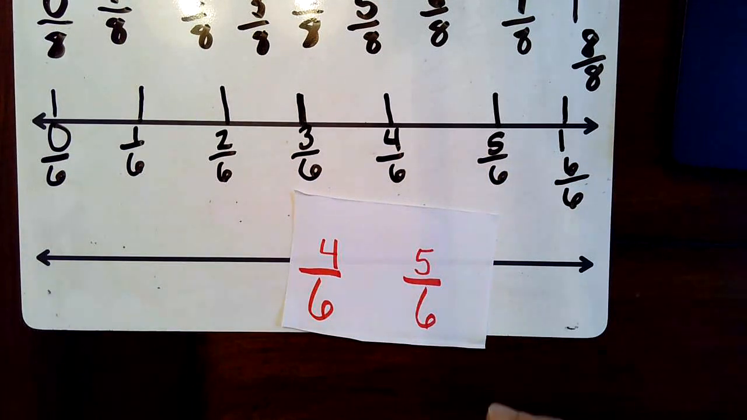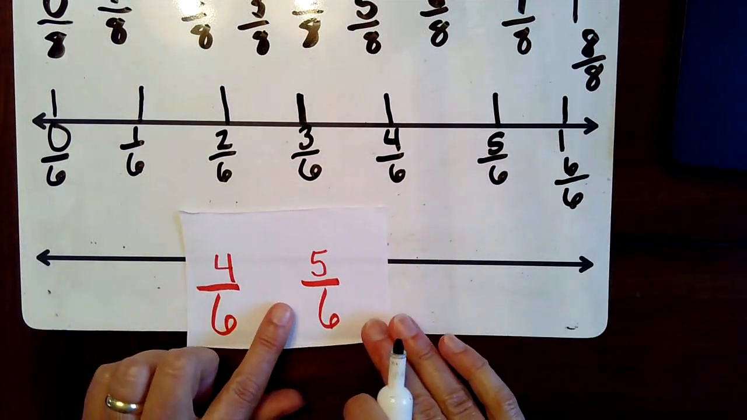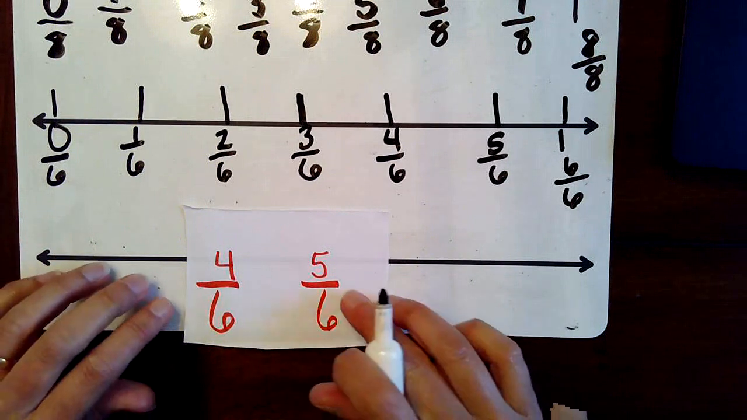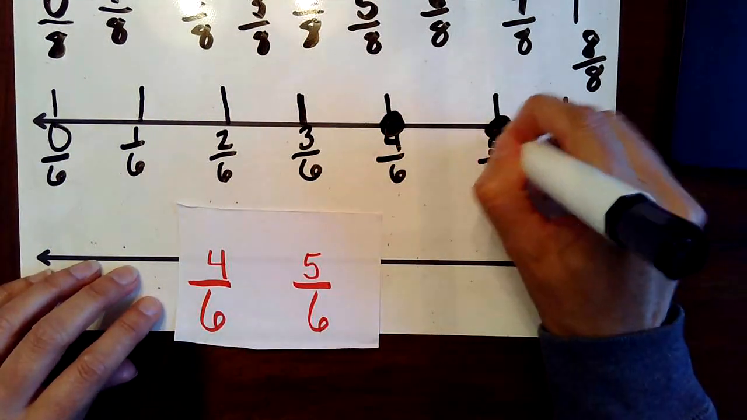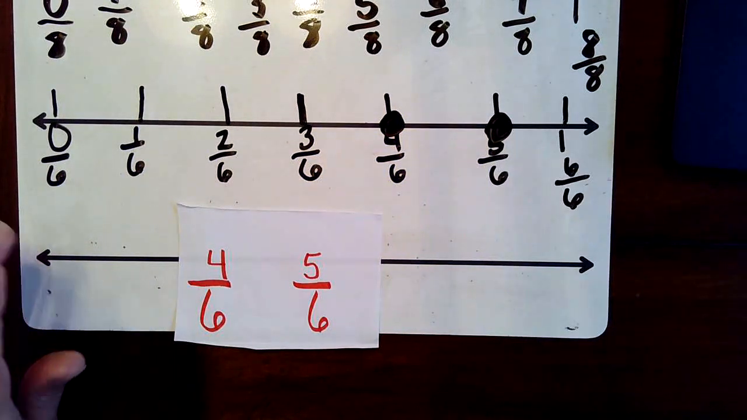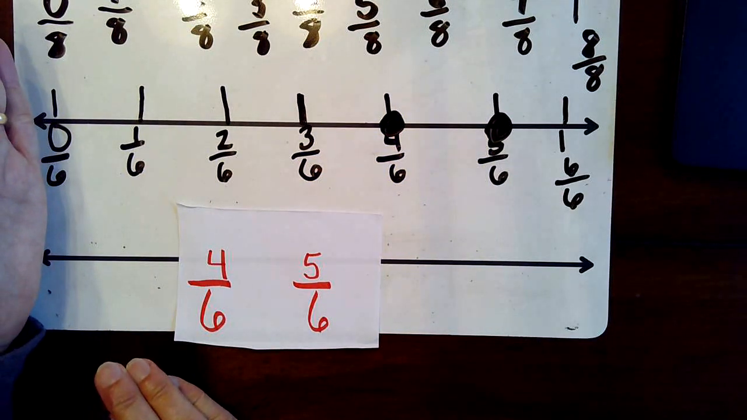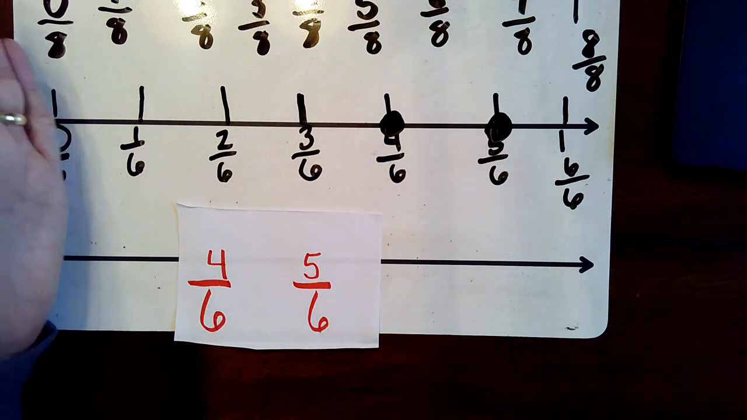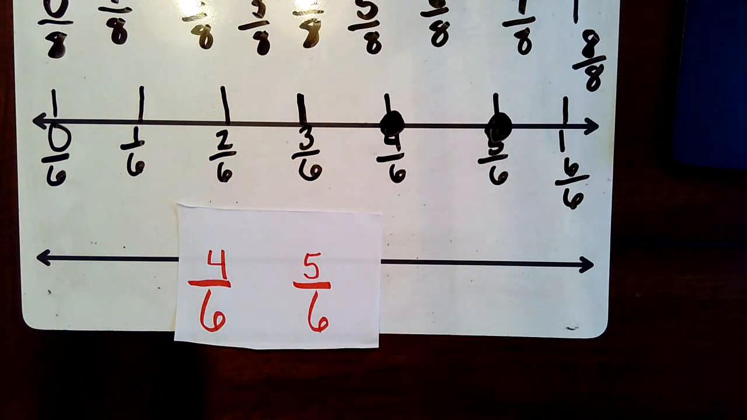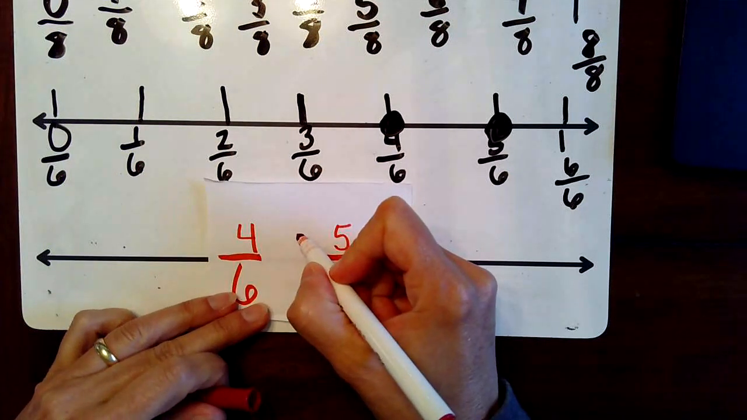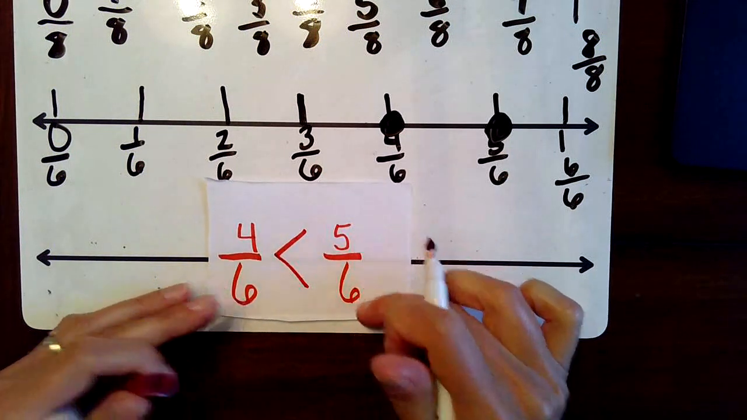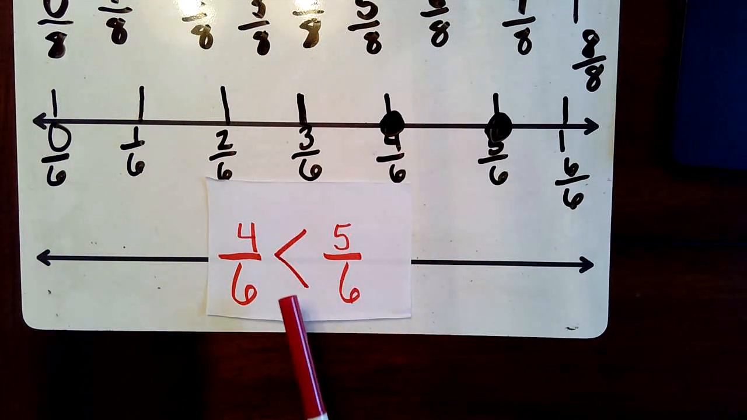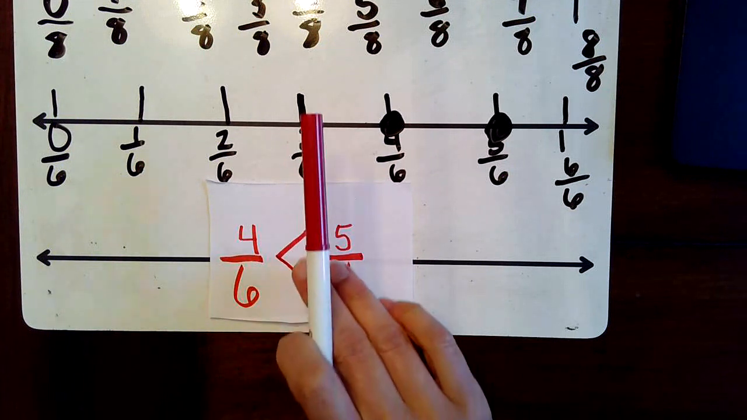Now you don't have to do the number line, but I do want you to go ahead and put your sign in between the fractions. I'm going to put a dot at 4/6, and I'm going to put a dot at 5/6. So if we're starting at 0, which one is greater? Which one goes further down the number line? And that is definitely 5/6. So 4/6 is less than 5/6. So the correct sign you should have in here is the less than sign.